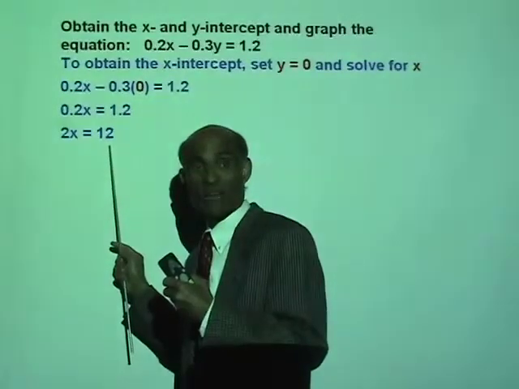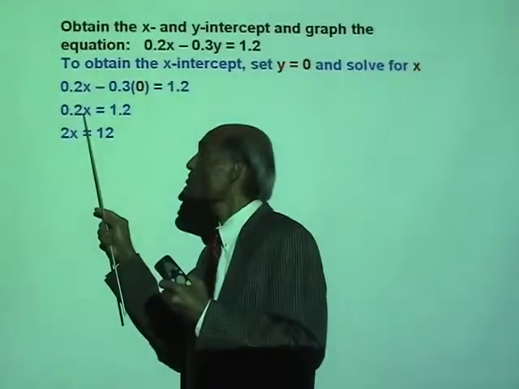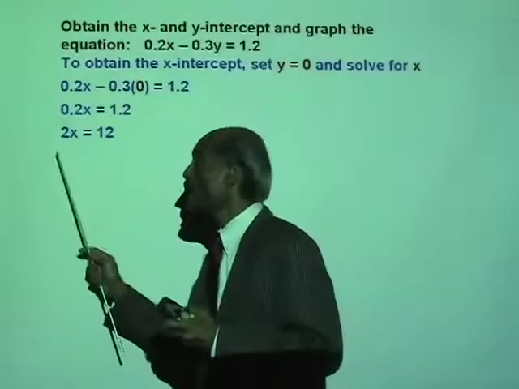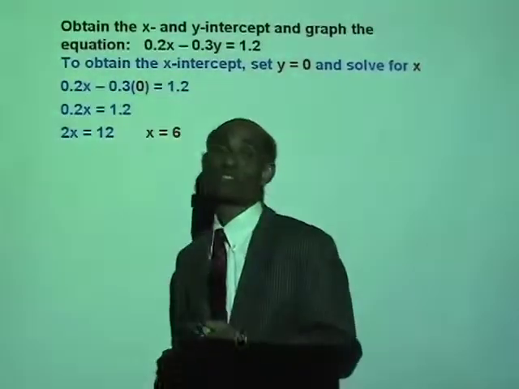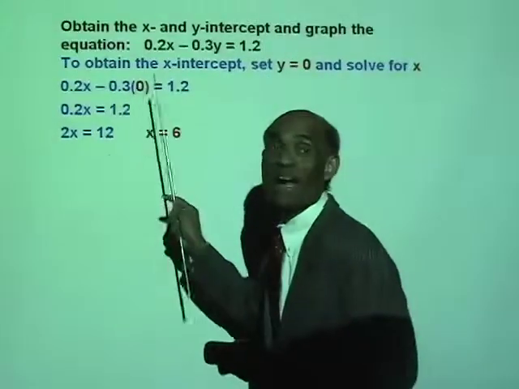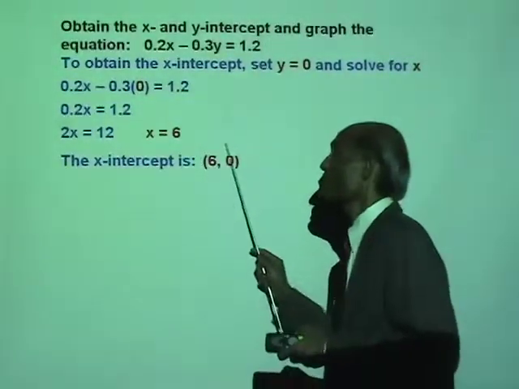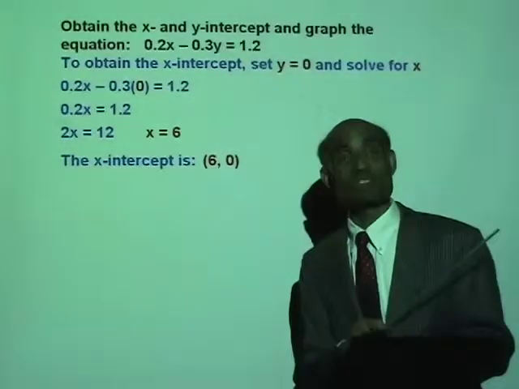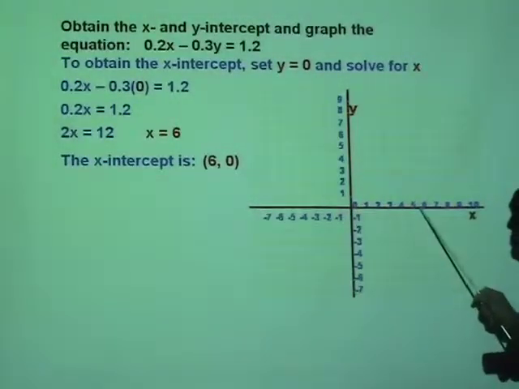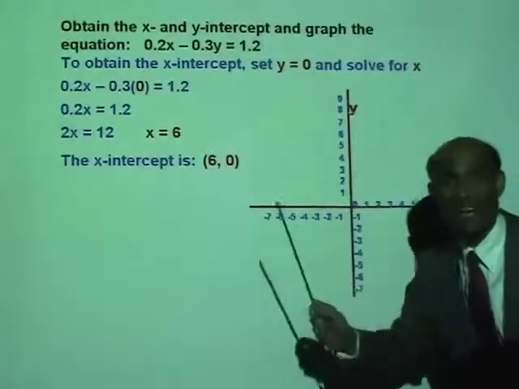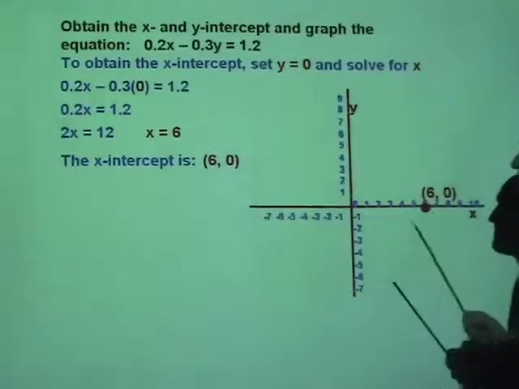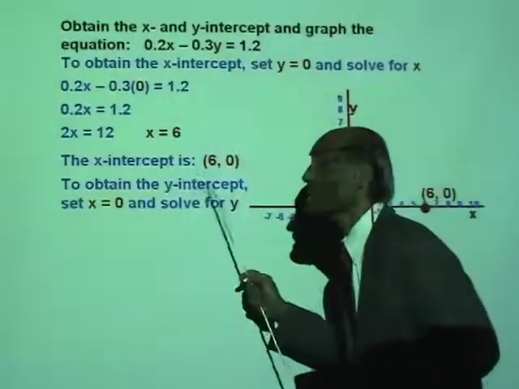I hope you understand that. I moved the decimal one place to the right on the left side and also one place to the right on the right side. And now divide both sides by 2, you get x equal to 6. So what is our x-intercept? X equal to 6, y equal to 0 is the x-intercept. This is the ordered pair that gives you your x-intercept. Alright, let's mark that. X equal to 6, y equal to 0. Remember, y equal to 0 is on the x-axis. So x equal to 6, y equal to 0 is this point. 6, 0.